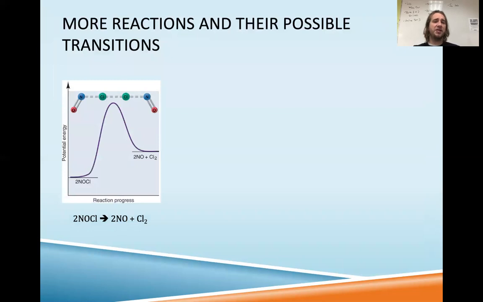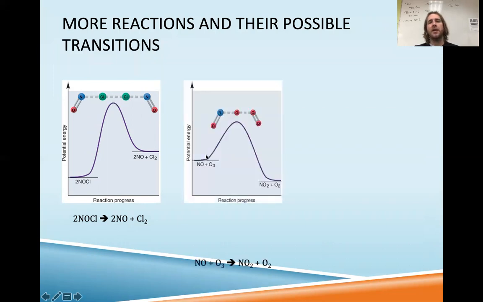Cool, just another example, a couple more examples for you. Here we've got 2 NOCl. So here's the first NOCl, here's the second NOCl. We're forming these bonds, we're breaking these bonds right here at this transition state. Here we started with nitrogen monoxide and ozone. So here's our nitrogen monoxide. Here's the original molecule, here's the original ozone molecule. We're forming these bonds to the NO and we're breaking the ozone apart. So we're forming and breaking all at the same time. And so everything's together and reacting.